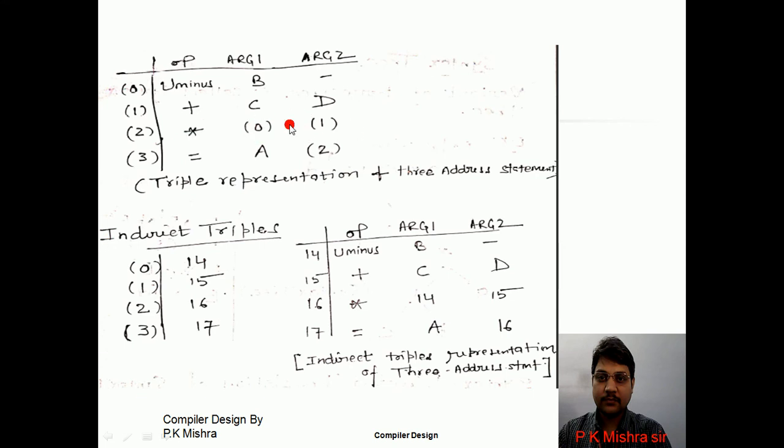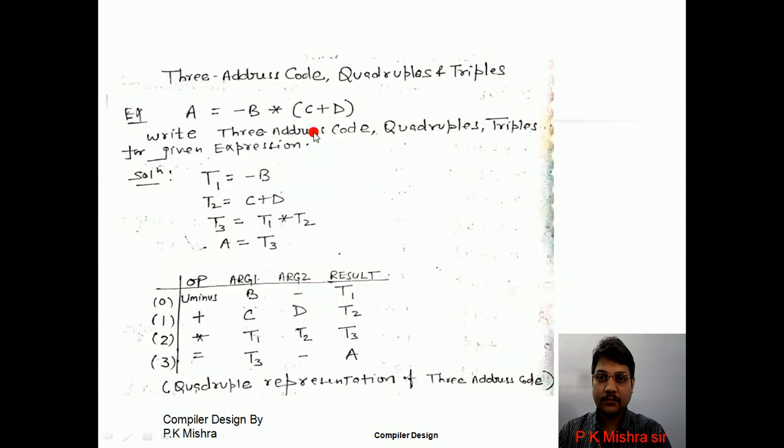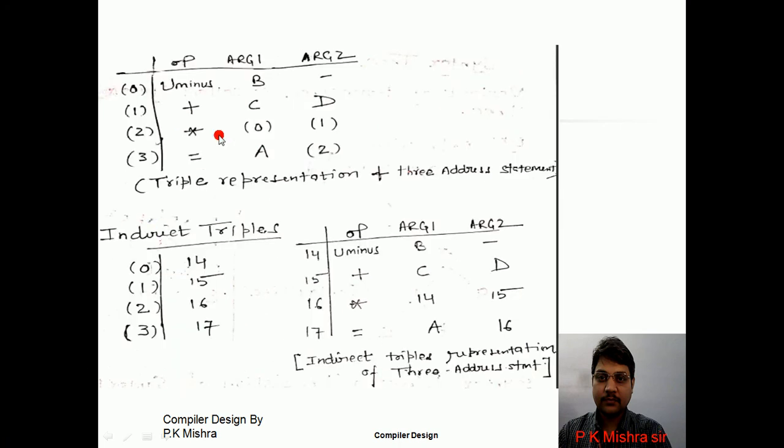In place of t1 and t2 I am taking 0 and 1. Why? Because the address of t1 is 0 and the address of t2 is 1. So in place of t1 take 0 and in place of t2 take 1.